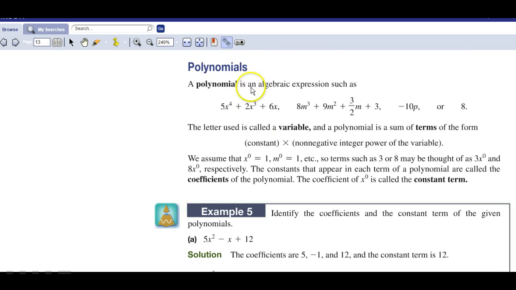Okay, now we're looking at a polynomial, which is an algebraic expression such as something like this, something like this, something like this, or just a plain 8. These are all polynomials. Now, they will tell us later the number of terms. If there's 3, this is going to be a trinomial. More than 3 is a polynomial.